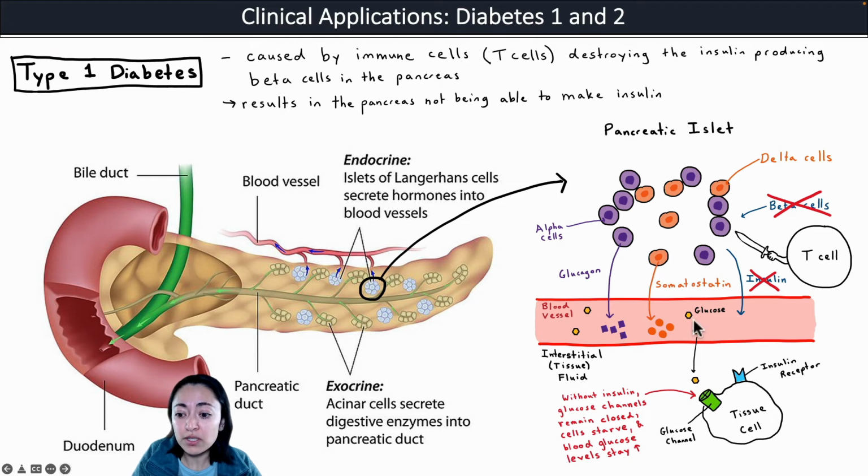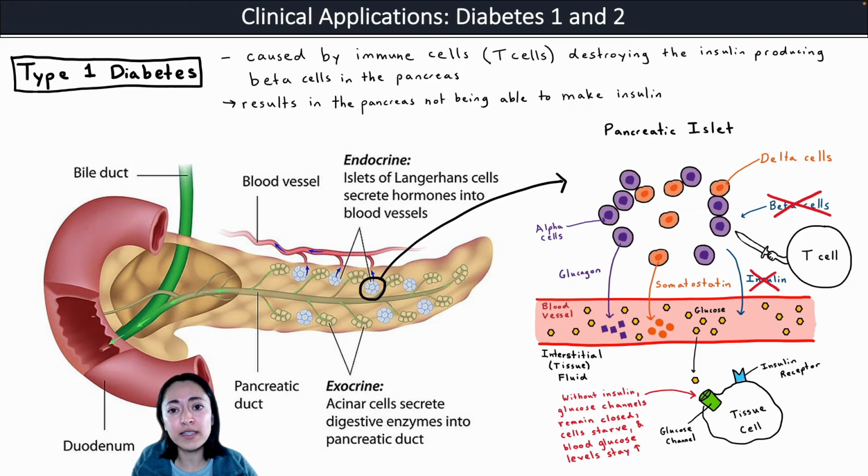And blood glucose levels are going to get really high because there's nothing signaling the glucose in your blood to enter your tissue cells and leave the blood. So one sign that somebody has diabetes is having high blood glucose levels, because that demonstrates that your tissue cells are not capable of taking up that blood glucose and removing it from the blood.